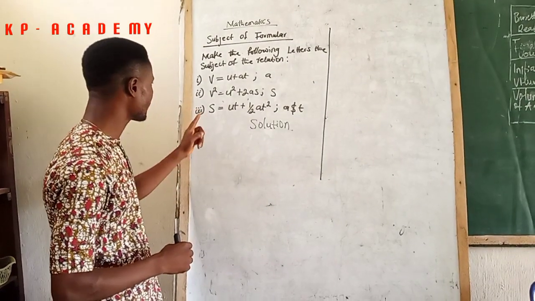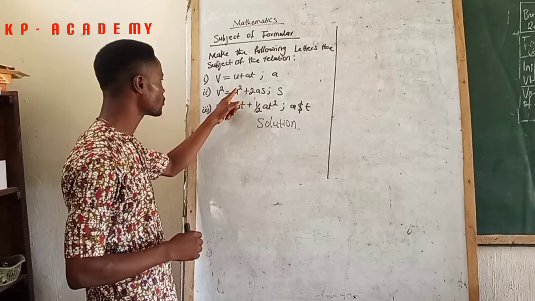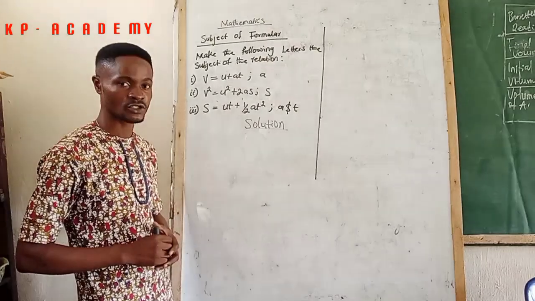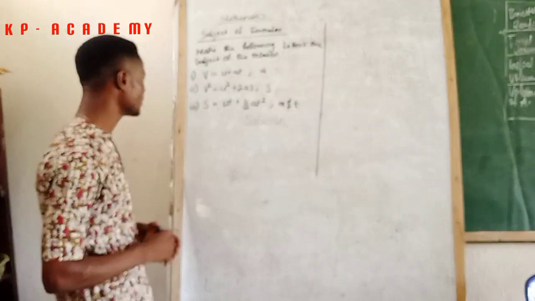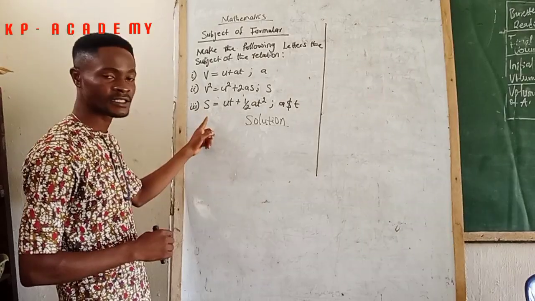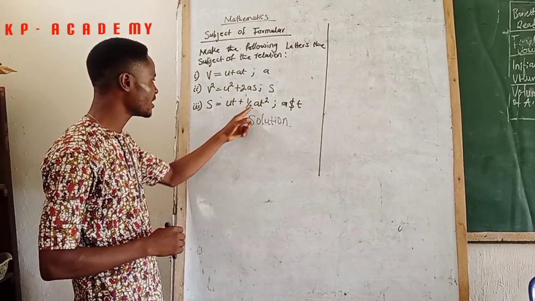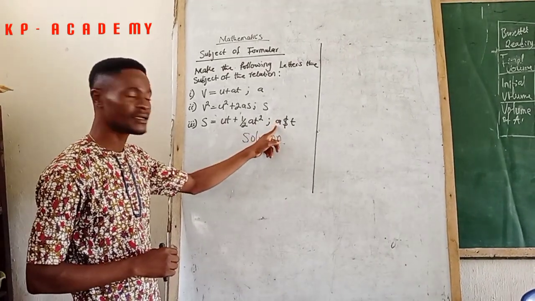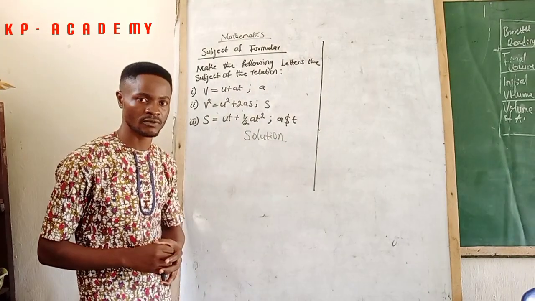In the second one, I have that V squared equal to U squared plus 2AS; S, meaning make S the subject of the formula. Then finally, the third one says S is equal to UT plus half AT squared; A and T, meaning make A and T the subject of the formula.